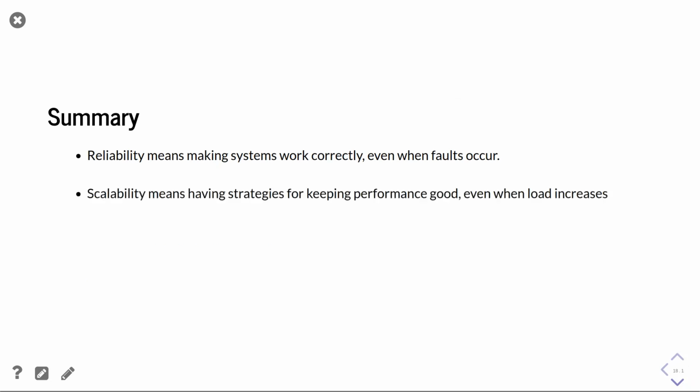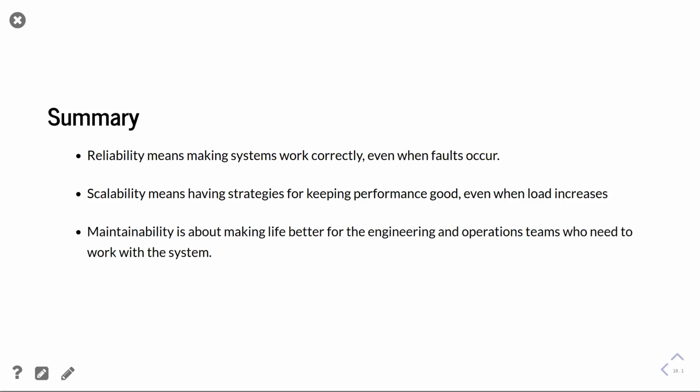So in summary, we discussed reliability, which means making systems work correctly even when faults occur. Scalability, having strategies for keeping performance good even when load increases. We discussed what load would mean in your system and what performance is and how to describe performance. And finally, we discussed maintainability, which is about making life better for engineering teams that need to work with the system. Thank you.